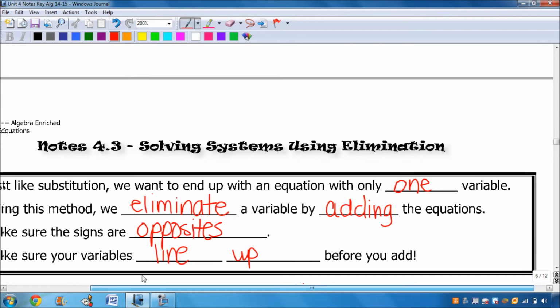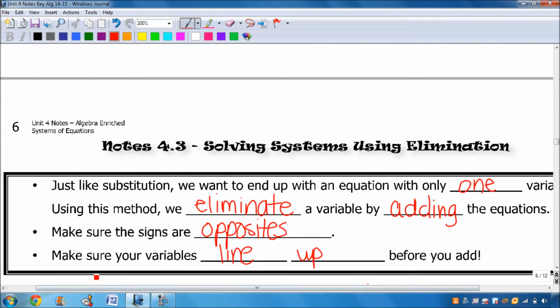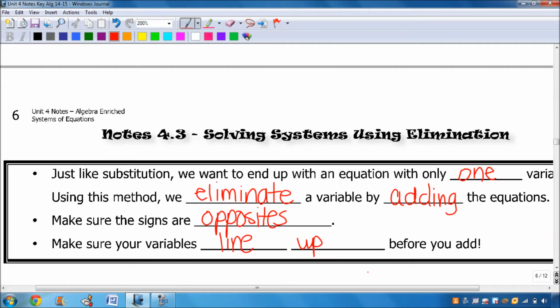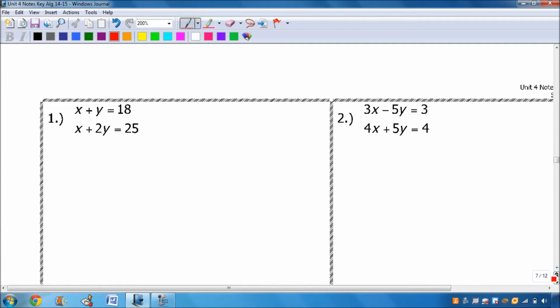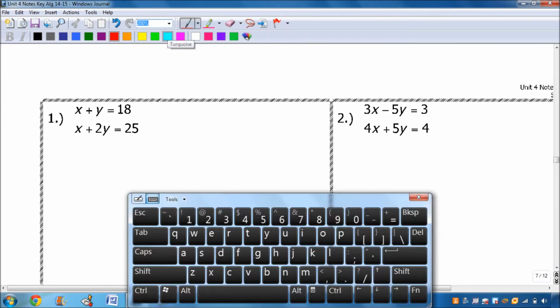All right, now if you turn to page 6, we discussed a little bit of this in class already, solving systems of equations using elimination. So what I want you to do now is we are going to actually do some of these problems. So turn to page 7, and we'll do question number 1 together.